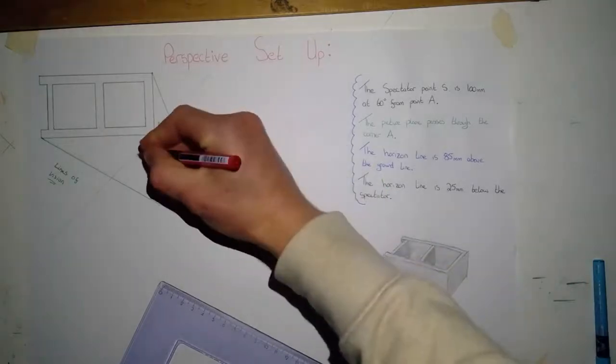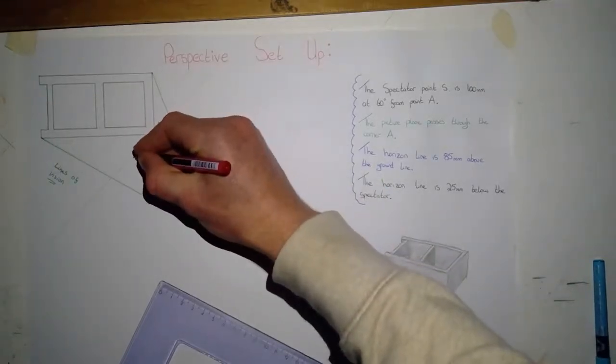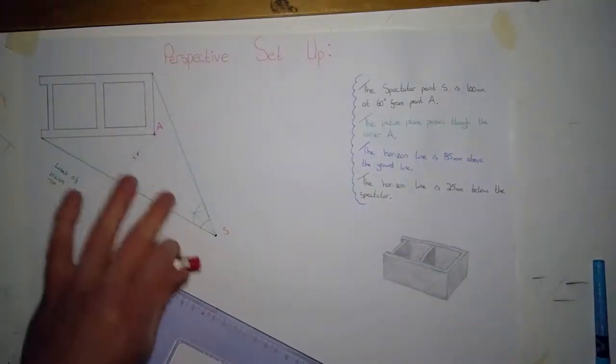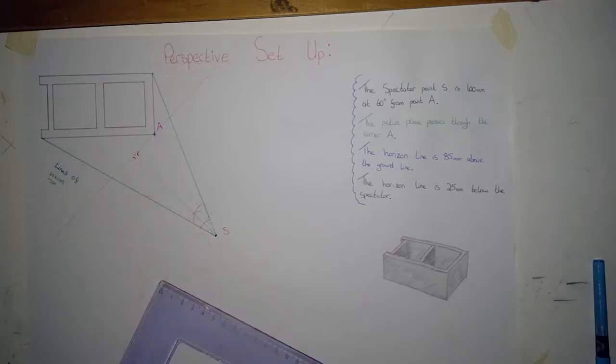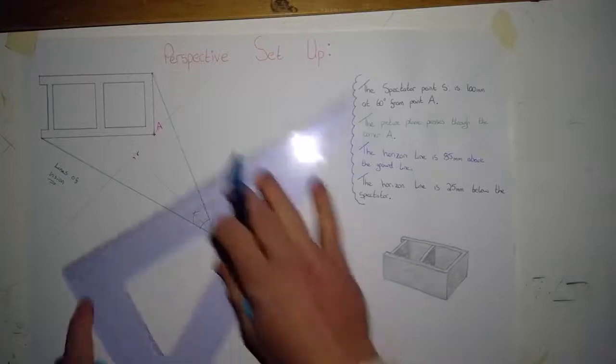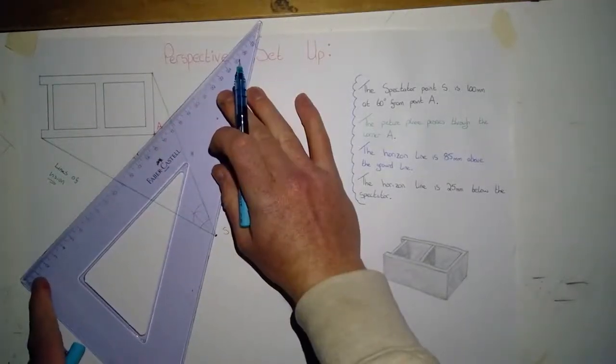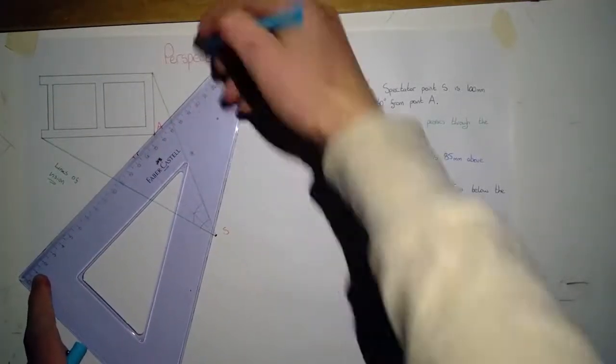So this picture plane is perpendicular to that bisecting line we found. So I'm just going to draw in this picture plane now as well in a different color, just so it stands out for us.